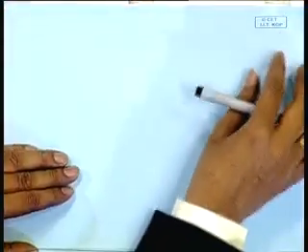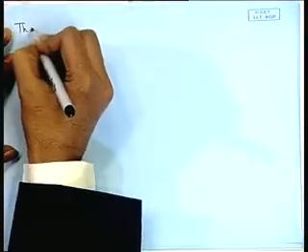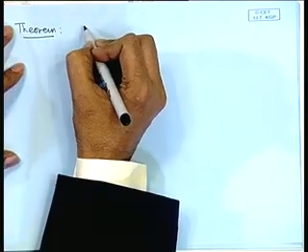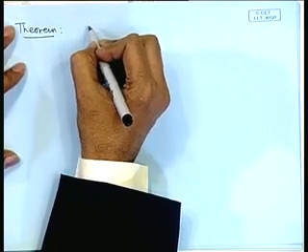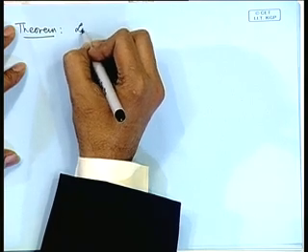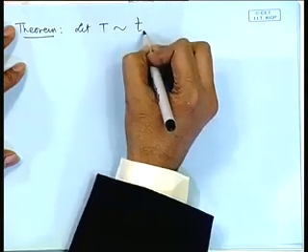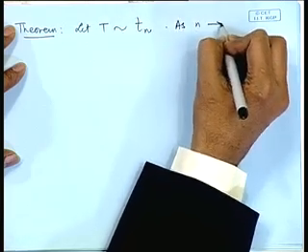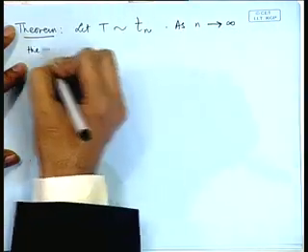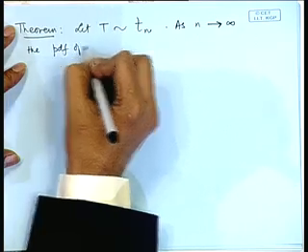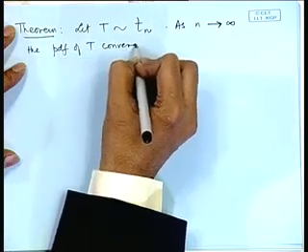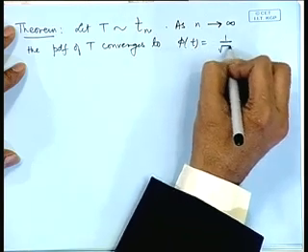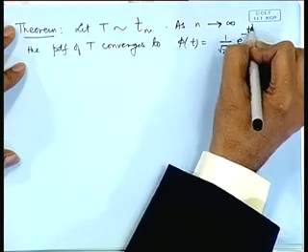So, we prove the following result. We consider, let t be a t random variable on n degrees of freedom, then as n becomes large, the PDF of t converges to phi t. Phi t is the probability density function of a standard normal random variable.